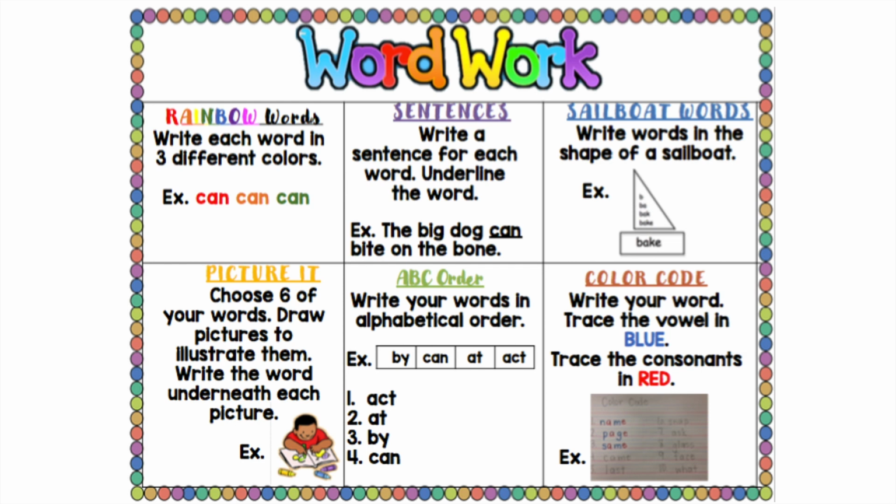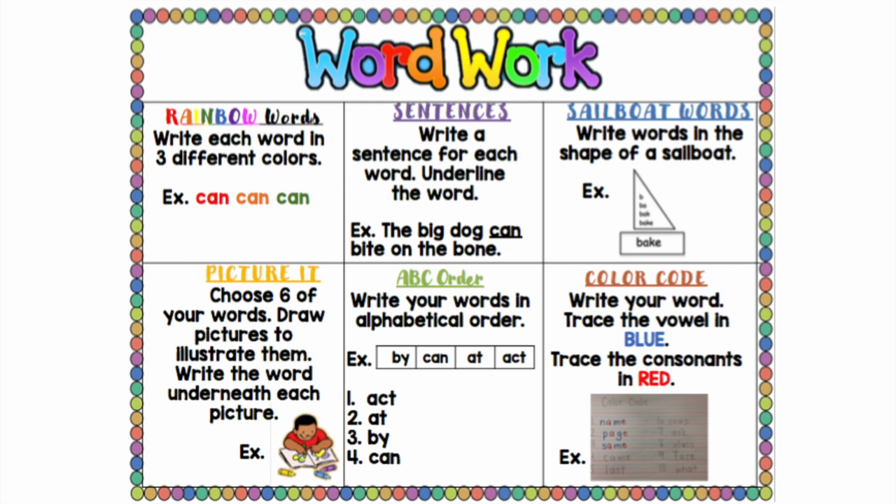You could also choose to do the sailboat words. Here you write words in the shape of a sailboat. For example, for the word bake, in the first row you would write the letter B. On the second row you would write B-A. On the third row, B-A-K. And on the last row, B-A-K-E, bake. And this makes the shape of a sailboat.